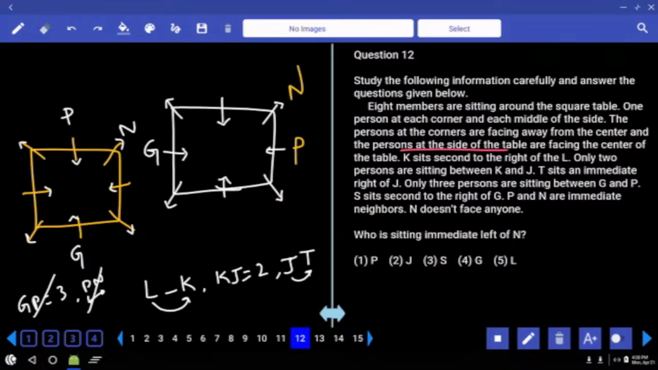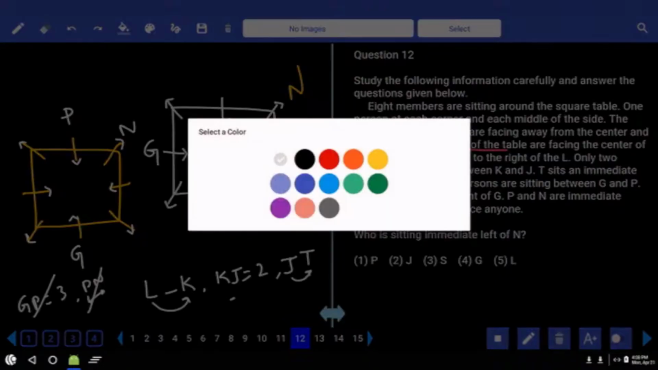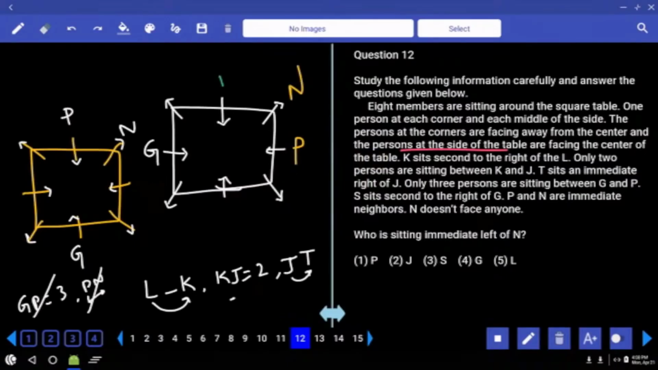Next one, K and J. And where can you place K and J? Between K and J, there are exactly 2 people. Now let us take the possibilities. Now, can J be at this place or not? Did you get the information? Now S is seated. S sits second to the right of G. Did you get the information?